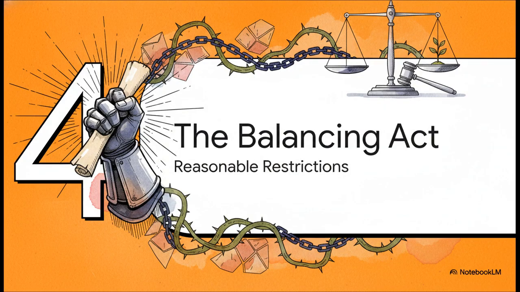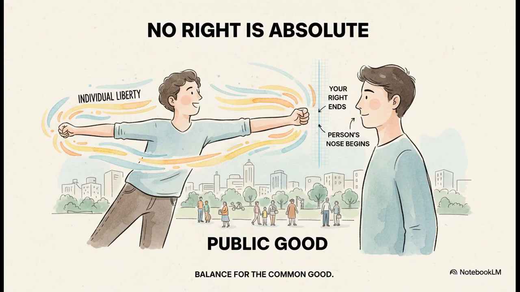Okay, so there's one last really crucial layer to all of this. We've spent all this time talking about how powerful these rights are. But, and this is a big but, that doesn't mean they're absolute. Look, no right can just exist in a vacuum. There's that old saying, right? Your right to swing your arm ends where another person's nose begins. The Constitution totally gets this. It allows the state to put reasonable restrictions on these rights in order to protect the wider public good.